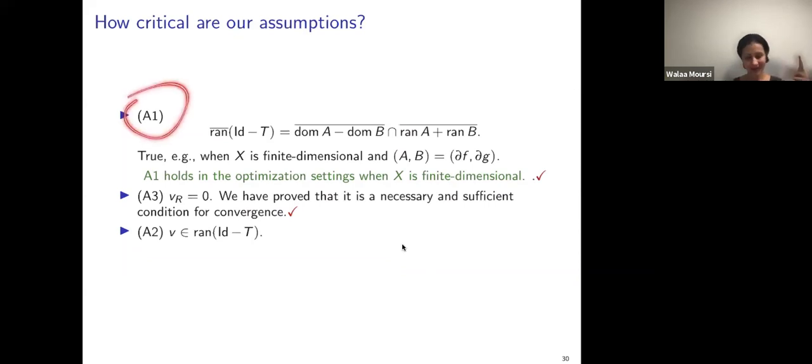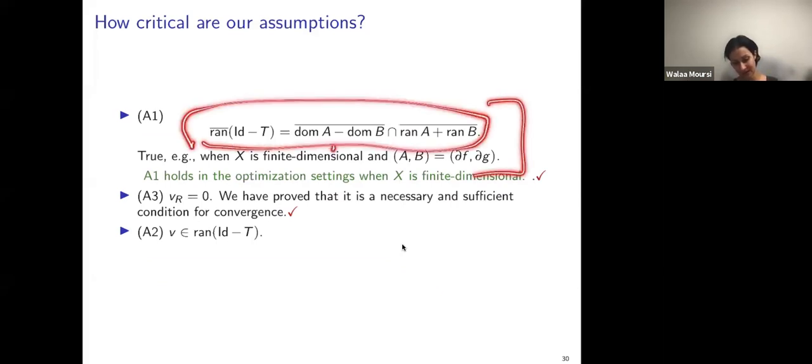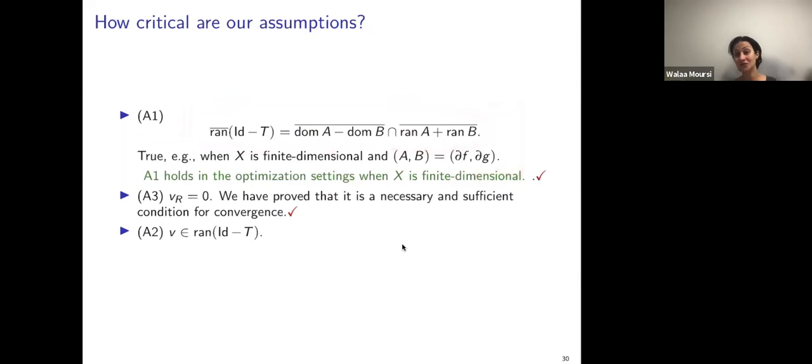So assumption 1, as I said, as long as you're comfortable staying with finite dimensions, it's more than enough for optimization settings. So when I say that this range is equal to this, it is always true if we have two functions. The only thing is that if we go infinite dimensional, then there is room to say stuff there. It's not like the results are not clear about what's going on in infinite dimensions.